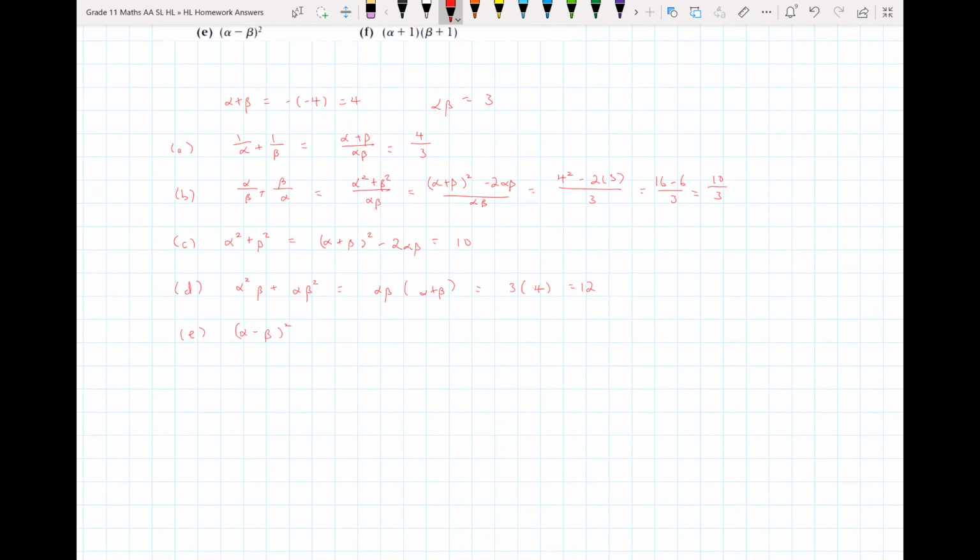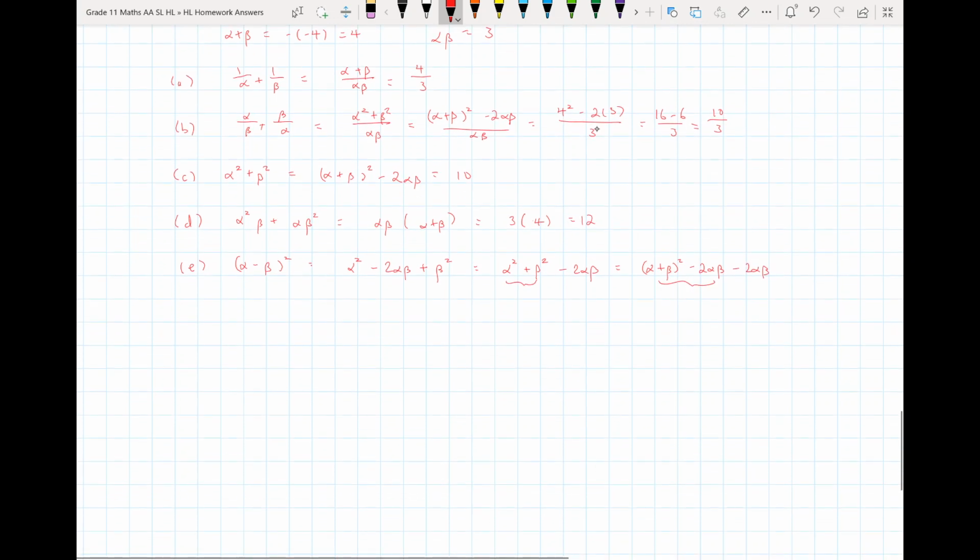This is a new one. So let's just expand out. We should get this here. So it's not so bad. What you notice is if I rearrange it, I have this. And the first 2 terms can be written as that. Okay, this part. So we minus another 2 alpha beta. So really this is just alpha plus beta all squared minus 4 alpha beta.